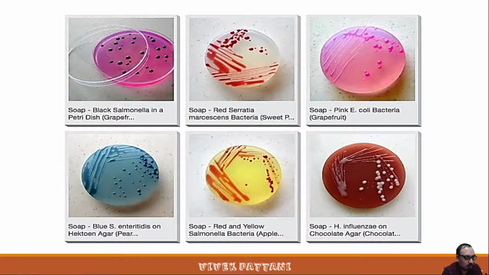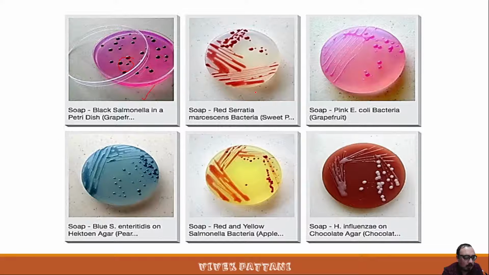So these are the various different types of bacteria on different types of agar. This one is a Salmonella, with black colored colonies. If you grow Salmonella in nutrient agar medium, you will get colorless colonies, which are very tiny as compared to E. coli. You can differentiate Salmonella using SS agar also, Salmonella Shigella agar.